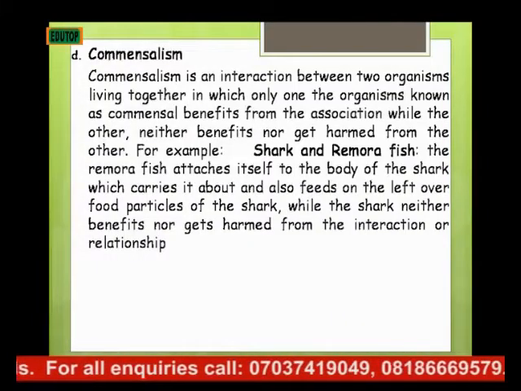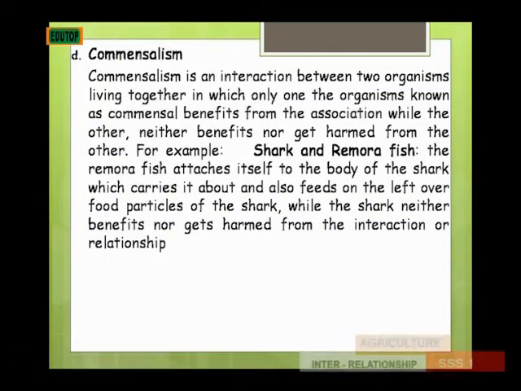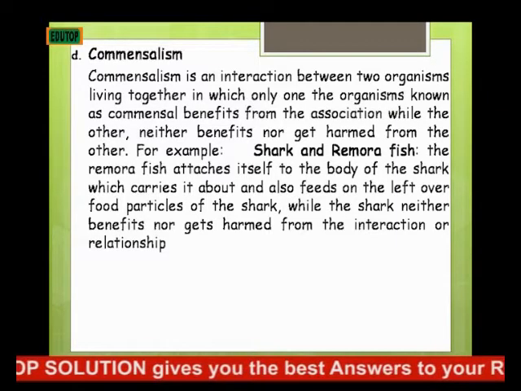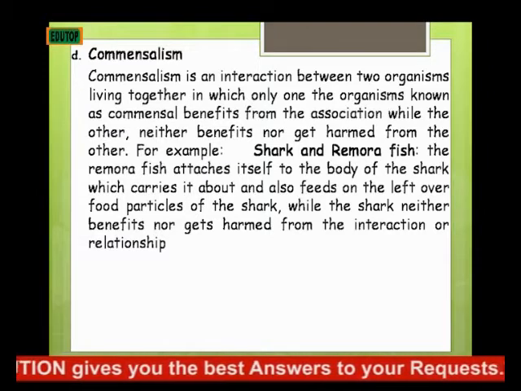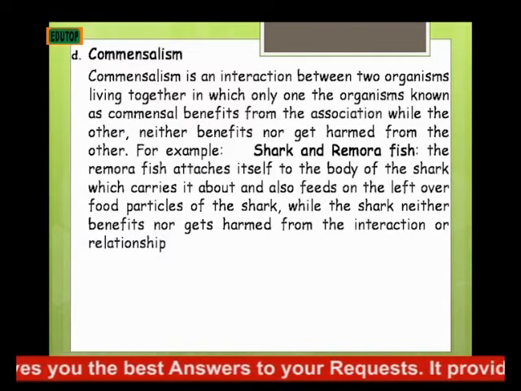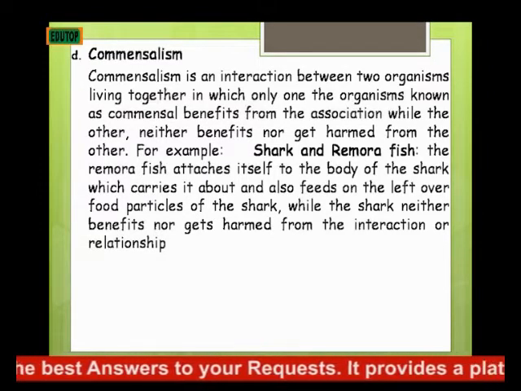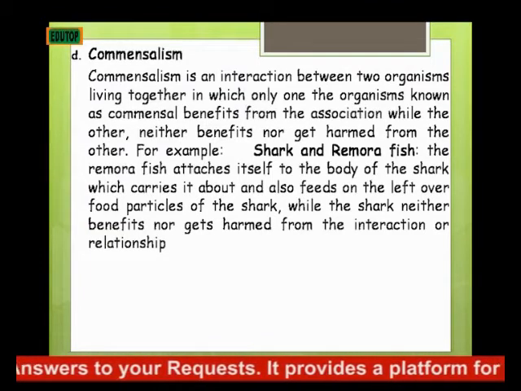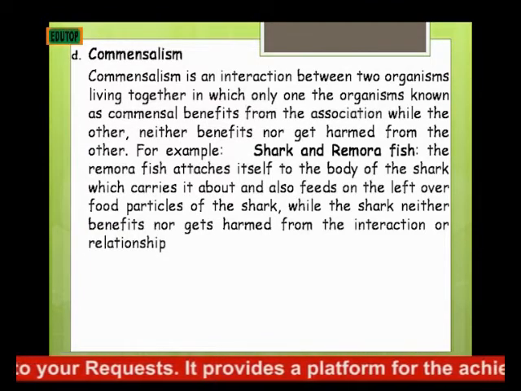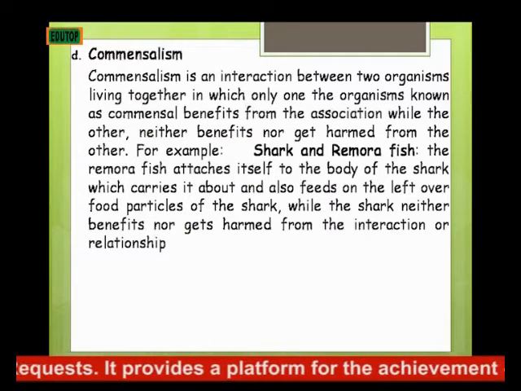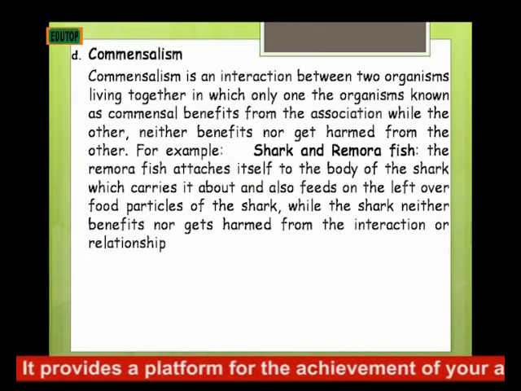itself to the body of the shark, which carries it about and also feeds. And while the remora attaches itself for movement, it also feeds on the leftover food particles of the shark, while the shark neither benefits nor gets harmed from the relationship with the remora fish.